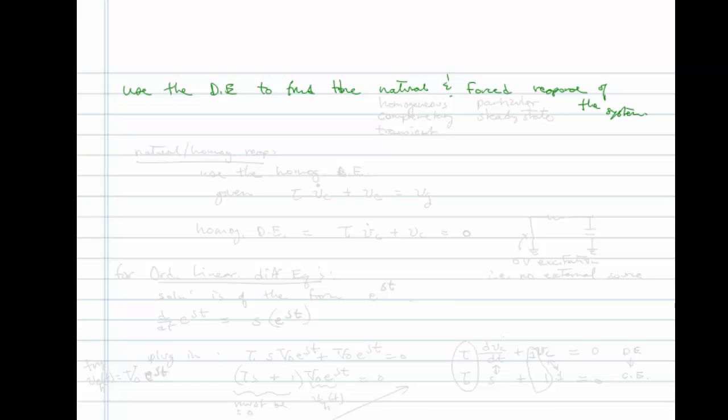Again, some other terms. Natural would be homogeneous, complementary, and you could say transient. For the forced, we would say particular solution, or the steady state solution. There's probably some other terms I'm not thinking of right now. So you can find both of those.